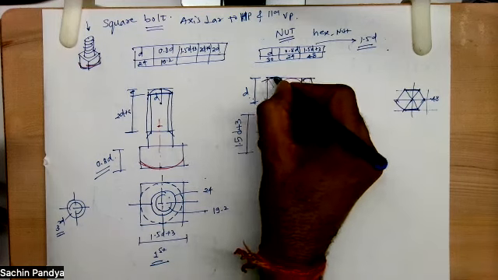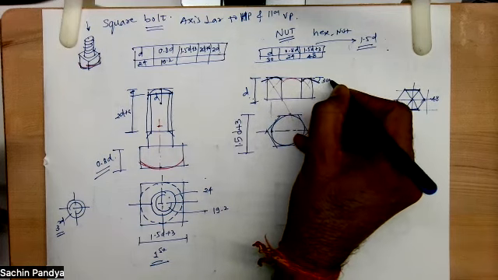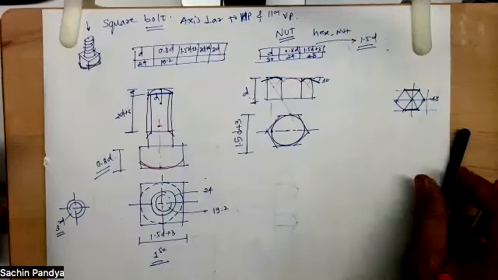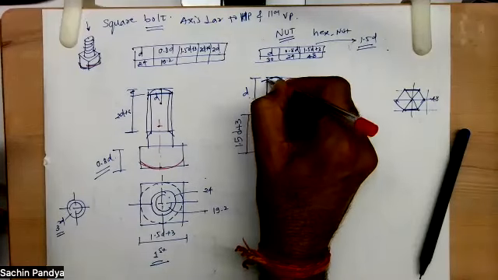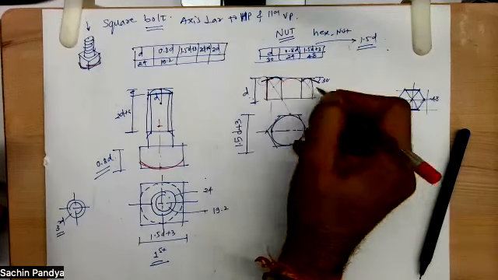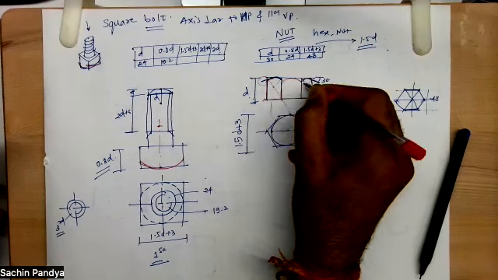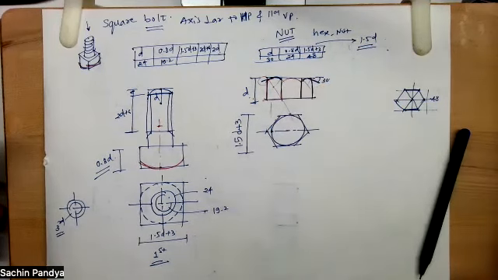And then you draw 30 degree chamfering. See why I'm drawing this dark, so you will know. In reality, you don't have to draw that much dark. You need to draw only this much. This is the extra portion, but I'm just showing you so you will know that I have done chamfering over there. If you see my video, you will come to know. So this is how you will draw.